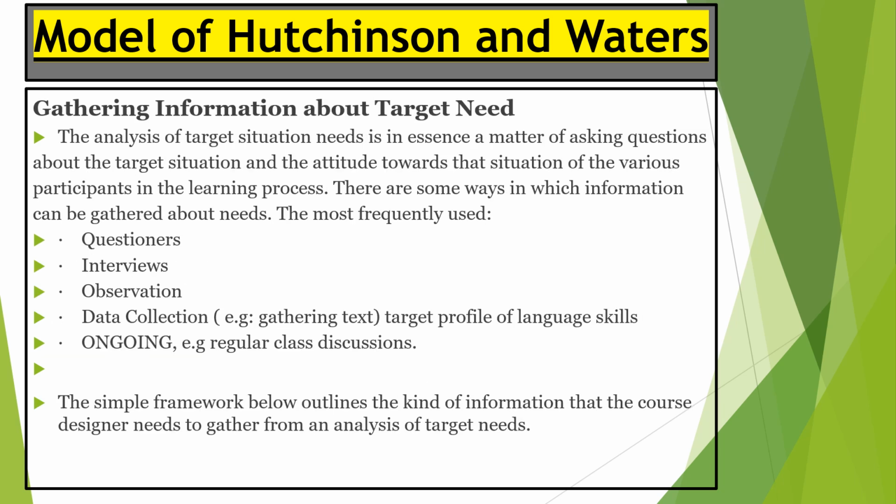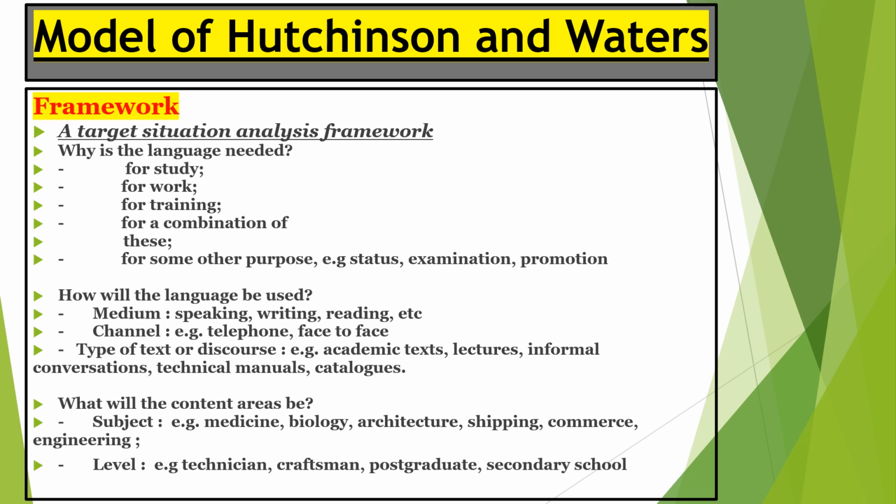Now, how could we gather information about target needs? These are the common ways of gathering information about target needs, and they are mostly used in order to gather any information. And what are those? We could use questionnaires, interviews, a method of observation. We could even collect data from different sources, or we could have an ongoing regular class discussion, and from those we could gather the data. Now, what is the framework of target situation analysis?